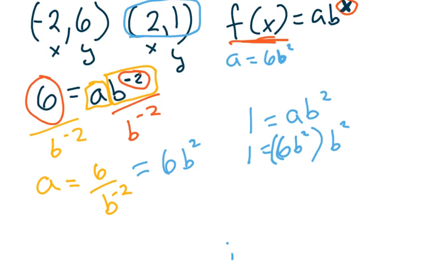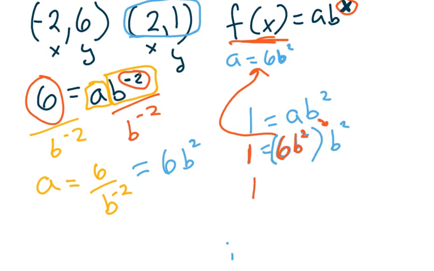Are you with me? Let me see if I should go back and write those and read. Then we substitute the 6b squared, which came from here. And then this right here just came from here. This is part of our formula. So now what do we do?